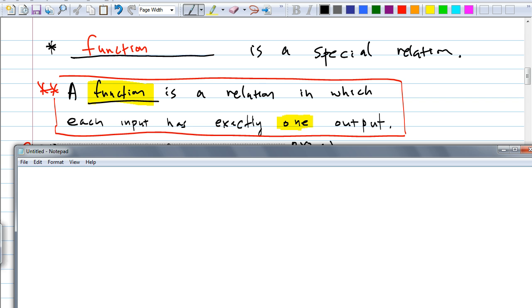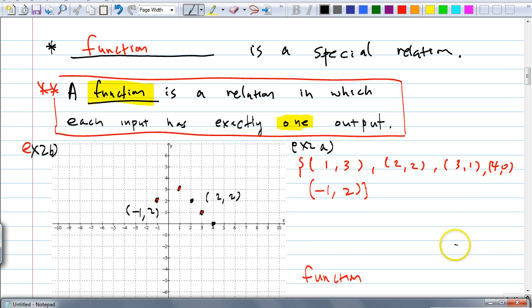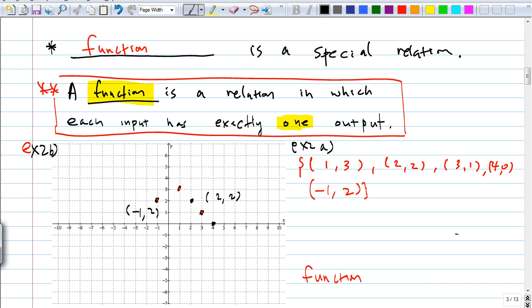So what does it mean to have each input has exactly 1 output? Let me give you an example of a function. Okay, here's an example of a function right here. I represent it in 2 different ways, as a graph and as ordered pairs in a set. Notice each input, for example 1. How many outputs does 1 have? 1, which is 3, right? 1 goes with 3.